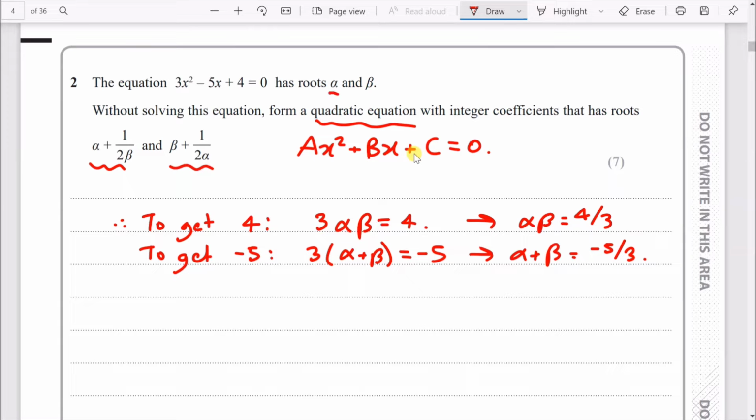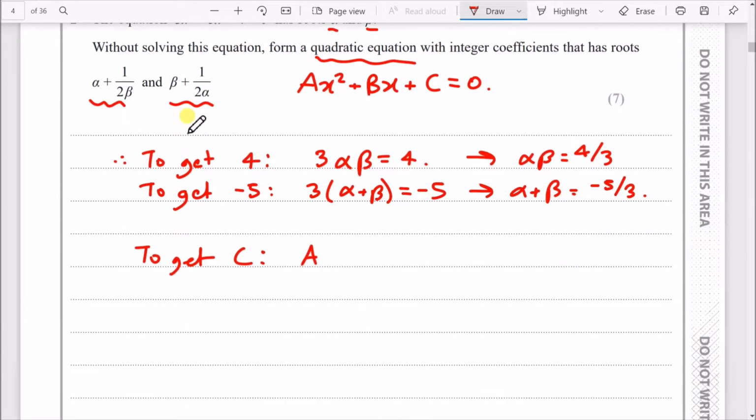And the first one had these two roots. So let's copy the idea, yeah? Using the same method, just like how we were able to find 4, to get capital C, we again take the first term, capital A, times your two roots. Our two roots are alpha plus 1 over 2 beta times beta plus 1 over 2 alpha. And again, this is supposed to give us a solution of C, yeah?